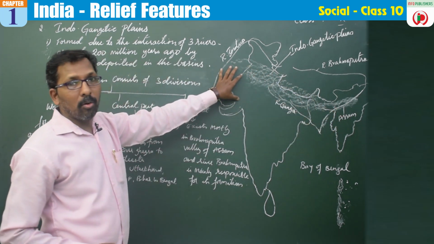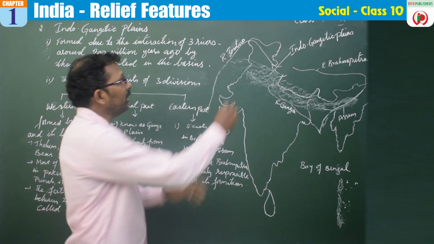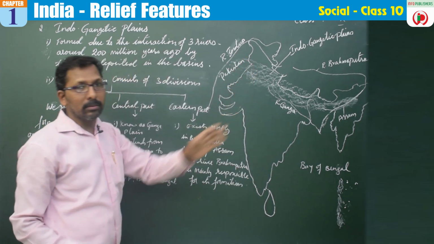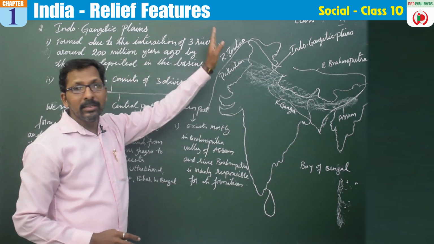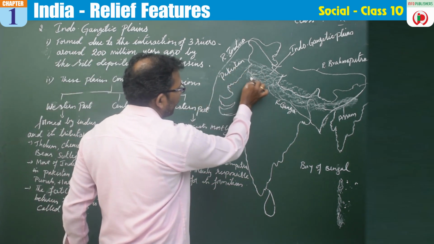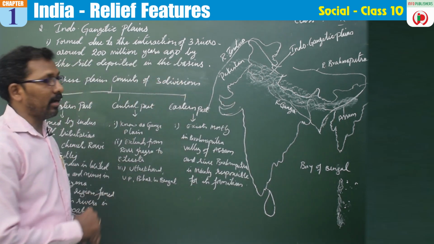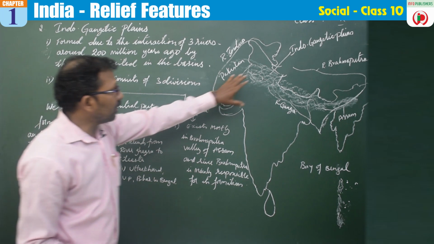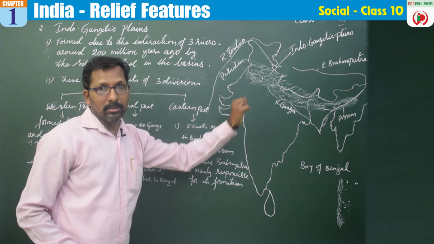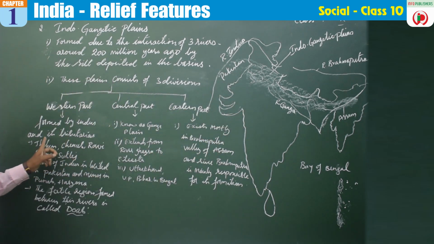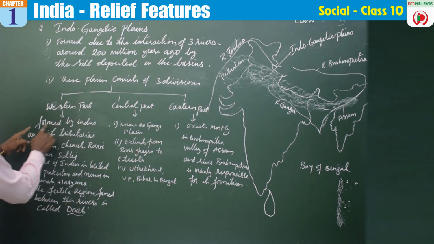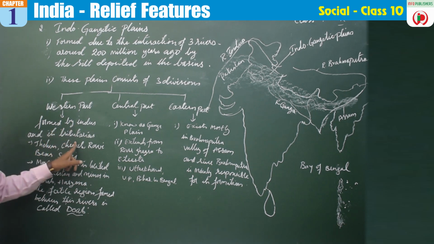A large portion of the western part of this Indo-Gangetic plain is in Pakistan and a small portion of it is in Punjab and Haryana. A small portion, right? And this western part is formed by the river Indus and its tributaries. We can look at the board here.